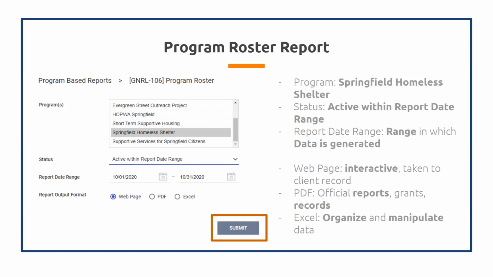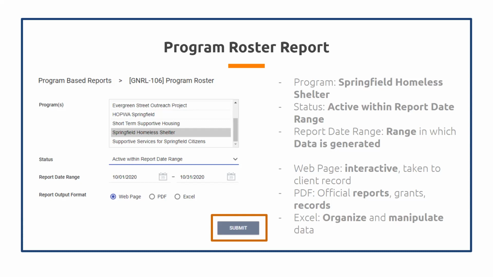So for this training, we will use the active within the report date range, and I'm going to do October 1st to the end of October, since that was when our client was enrolled into the project. And the output gives us 3 options, which includes a web page, PDF, and Excel file. A web page is a functional format that will allow you to click on the errors found in the report and then be taken directly to the client's record containing the error.